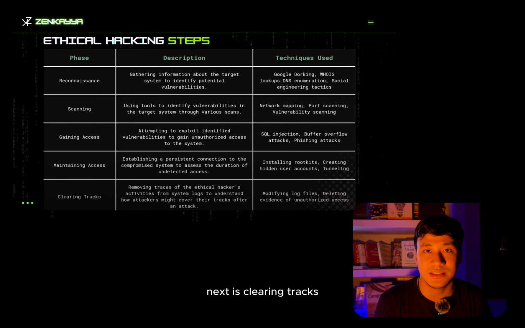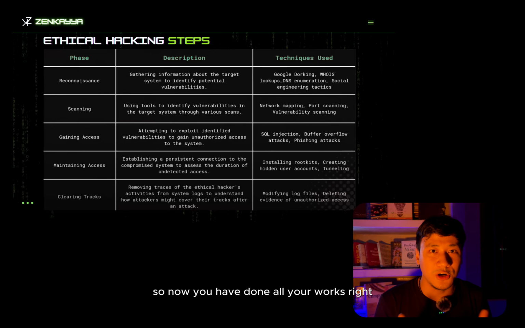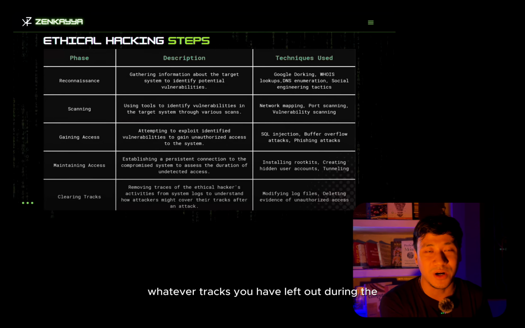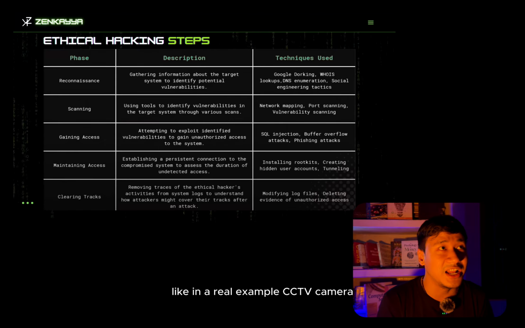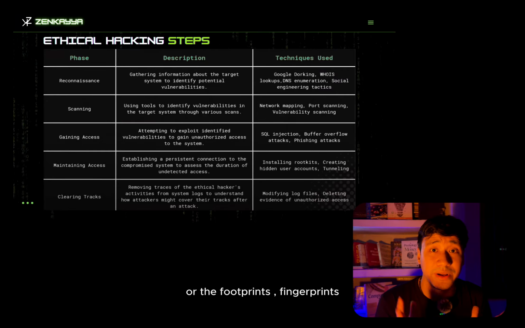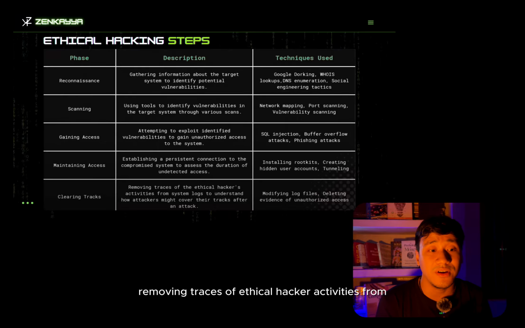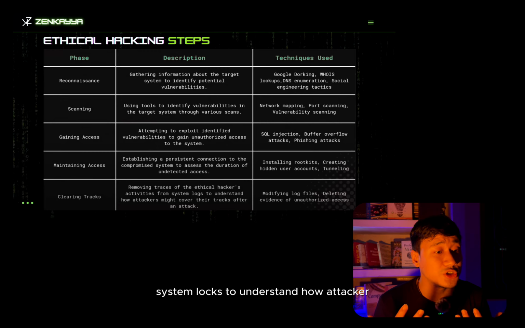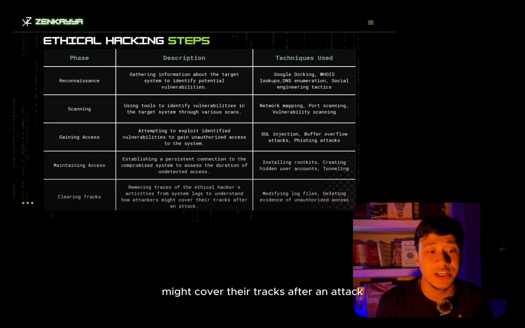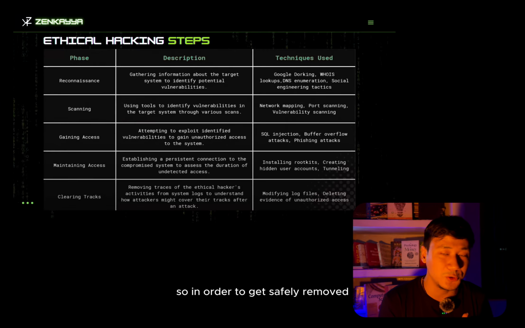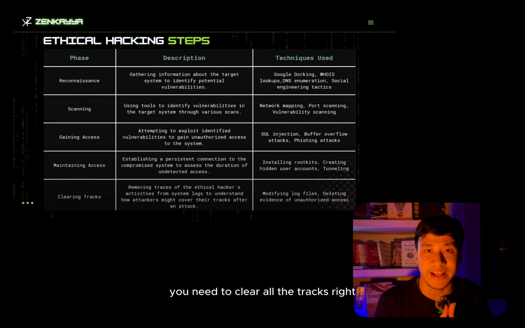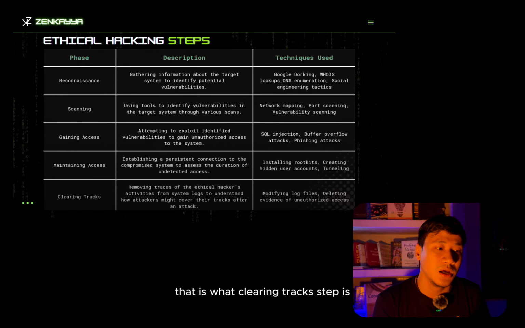Next is clearing tracks. Now you have done all your work, right? Now you have to clear the tracks. Whatever tracks you have left during the process, you have to clear all of them. Like in a real example, CCTV cameras, footprints and fingerprints, all those you need to clear up. This is called clearing tracks. It means removing traces of ethical hacker activities from system logs to understand how an attacker might cover their tracks after an attack. So in order to get safely removed, you need to clear all the tracks. That is what the clearing tracks step is.